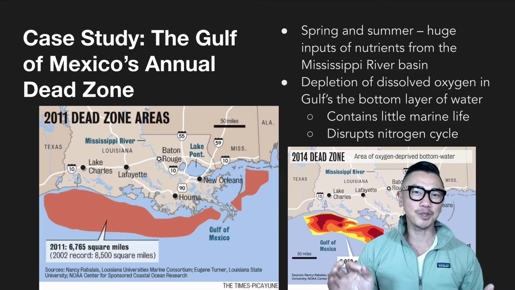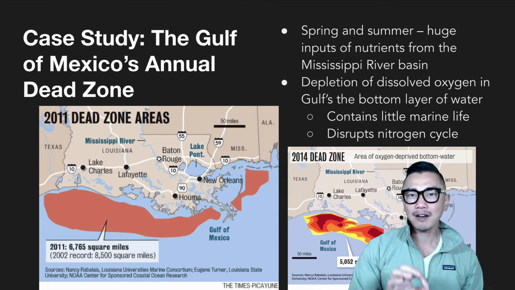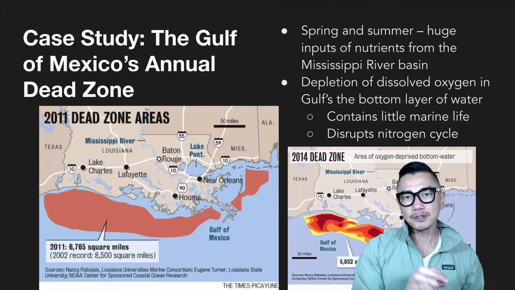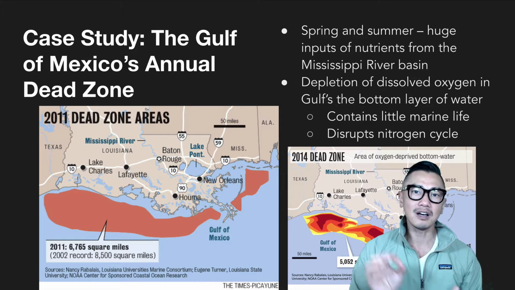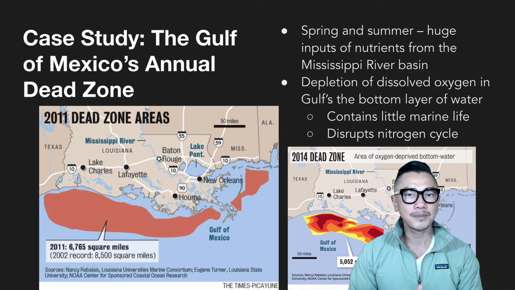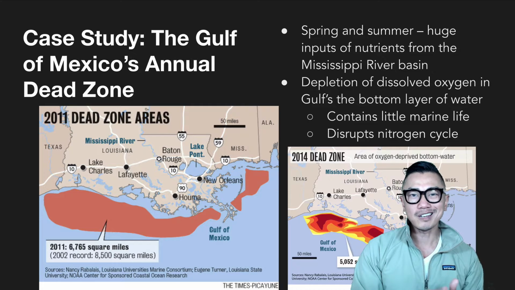This chapter begins with a discussion of dead zones in the Gulf of Mexico. These dead zones are caused by huge inputs of nutrients from the Mississippi River Basin, from fertilizers from agricultural operations in the spring and summer. This huge input of nutrients causes an algae bloom, followed by an algae die-off, and then a depletion of oxygen in the bottom layer of water. Dead zones contain little marine life due to the lack of oxygen. Dead zones are initiated by disruptions to the nitrogen cycle, such as excess nitrogenous fertilizers in the water.